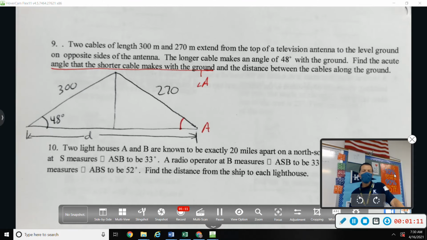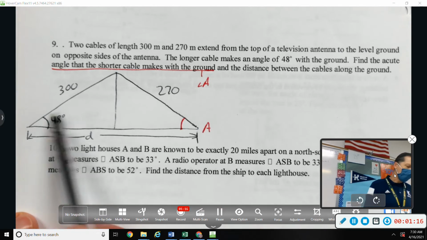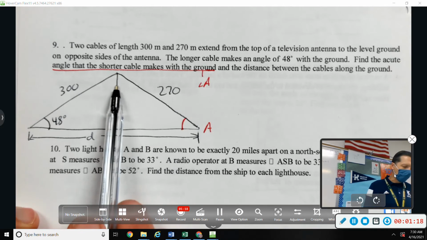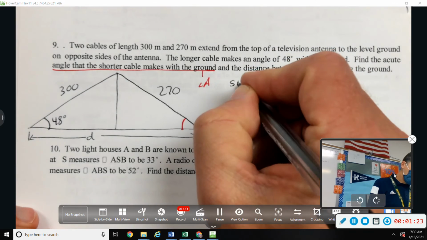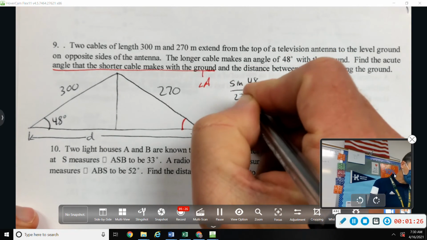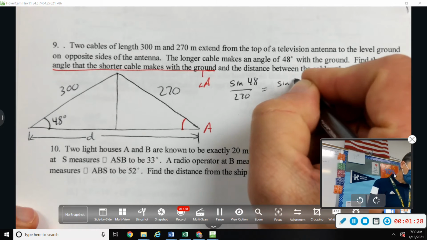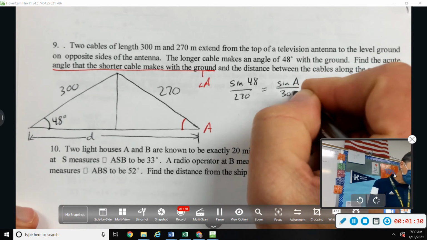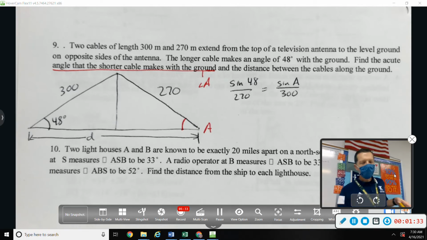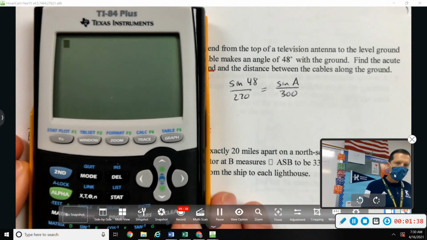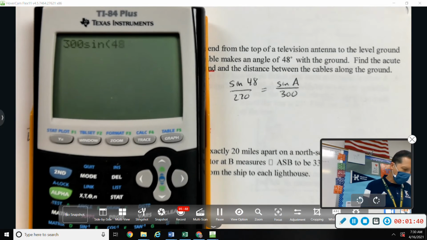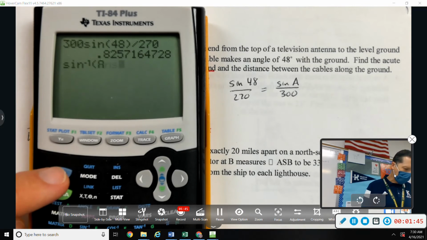All right, this is set up really nicely for a law of sines problem, right? Because I've got angles and sides across from each other. So you can kind of ignore the antenna because I'm looking at the big triangle. So sine 48 over 270 equals sine of A over 300. 300 sine 48 divided by 270, and then inverse sine that.